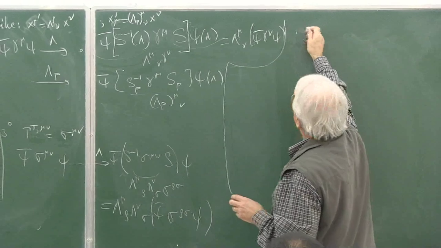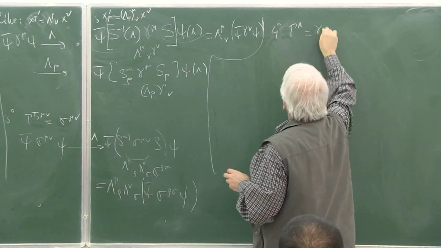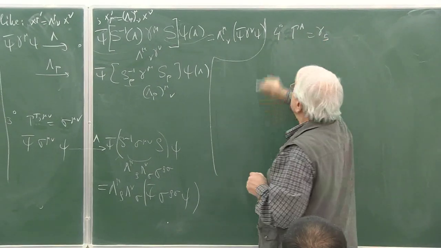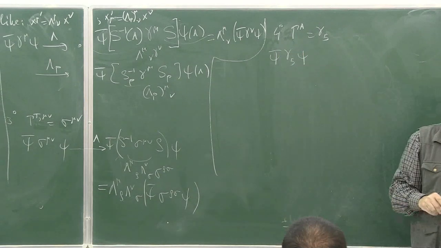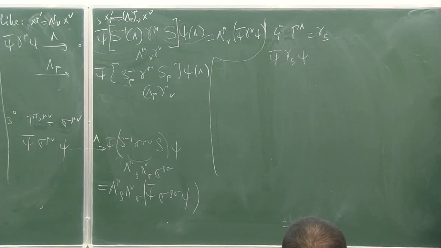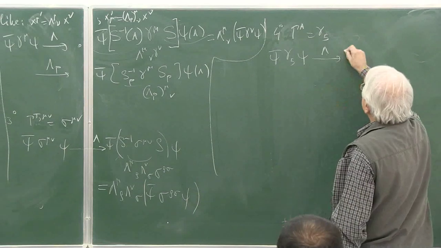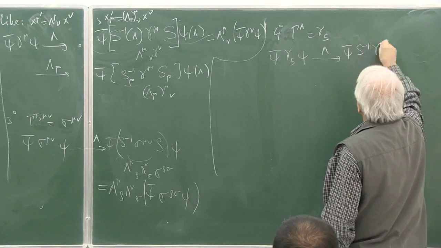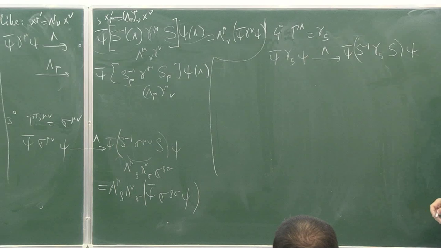Okay, so this is the fourth. Gamma axial is gamma 5. So I consider this bilinear, sandwiching gamma 5 between psi bar and psi. Let's go to a proper Lorentz transformation. It goes to psi bar S inverse gamma 5 S psi. Now what is this S inverse gamma 5 S?